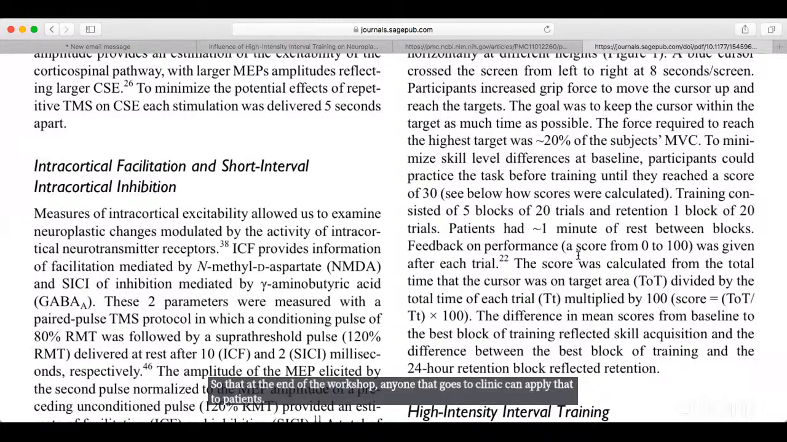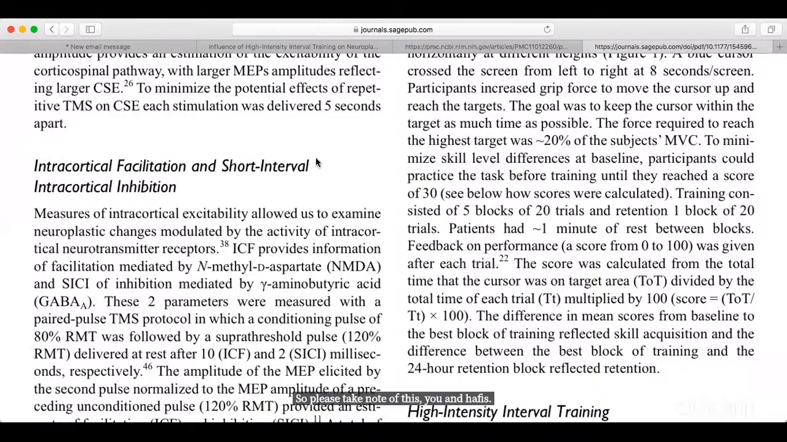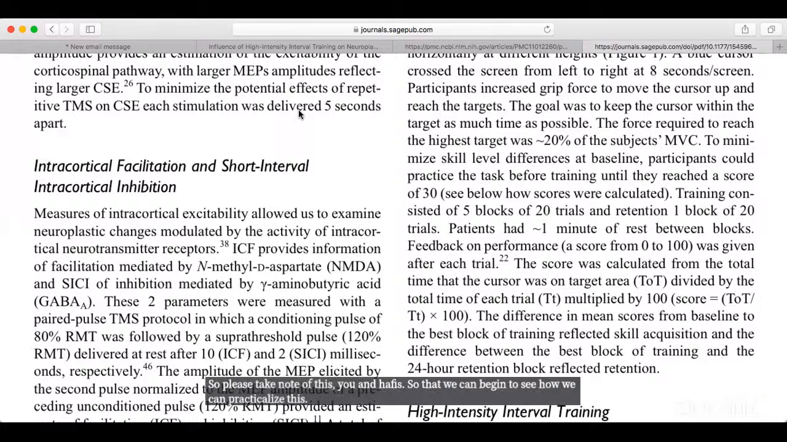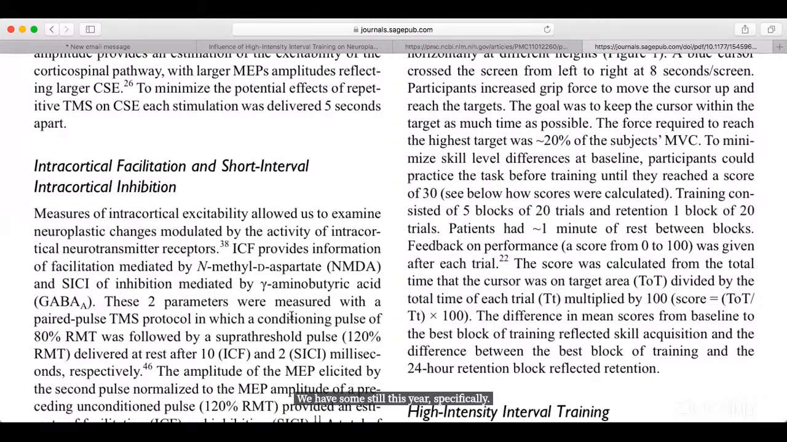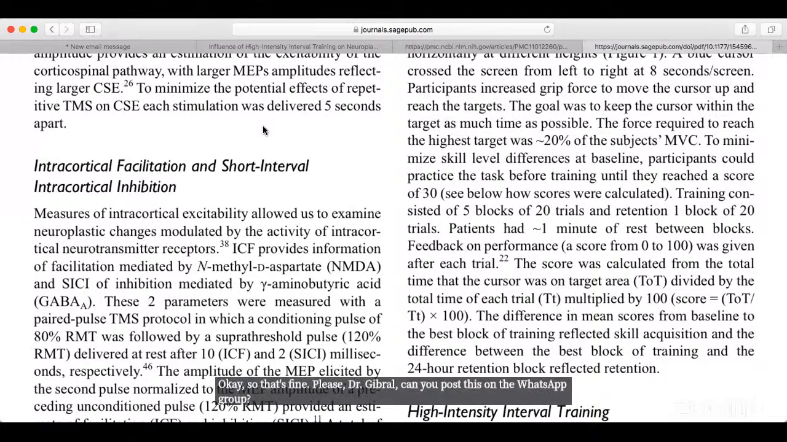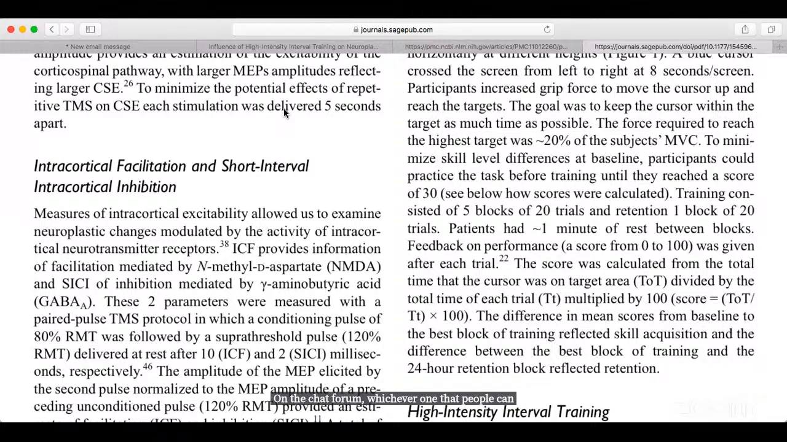So please take note of this, you and Hafiz, so that we can begin to see how we can practicalize this. We have some still this year that are specific. Okay, that's fine. Dr. Jibril, can you post this on the WhatsApp group or on the chat forum, whichever one that people can be able to notice? This particular article that we just read. Yes, Dr. Jibril will share it.